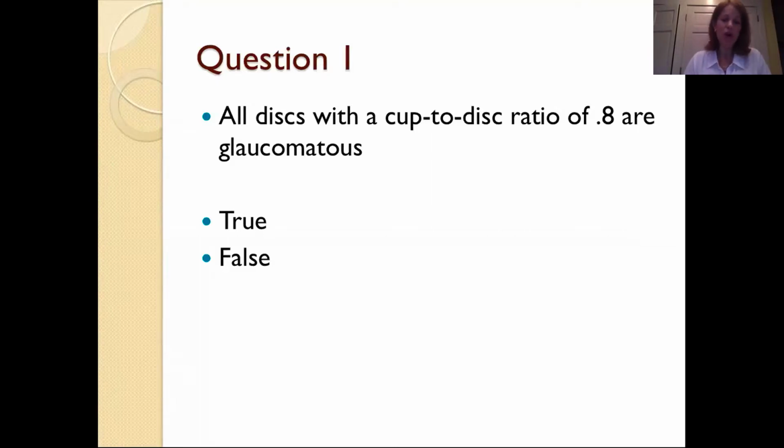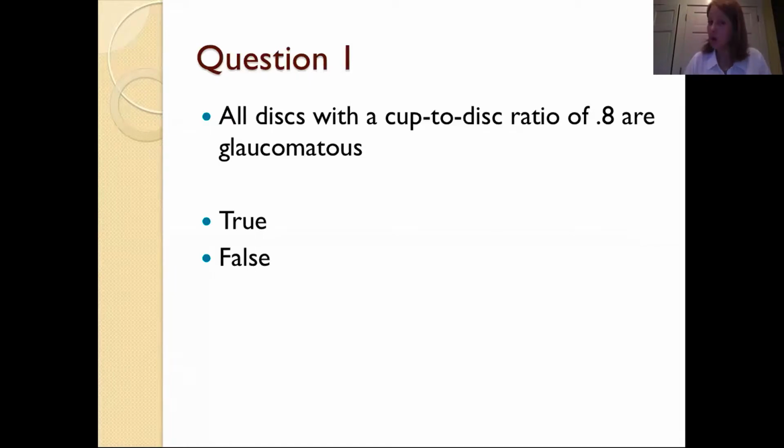Very good. So the answer is false, as the vast majority of you agreed with. You can have a very large optic disc, and it can have a cup to disc ratio of 0.8 and be normal. So if you see an optic disc with a cup to disc ratio of 0.8, you have to know if that's a large disc or not. If it's a large disc, it might be normal. It might not. You have to check.